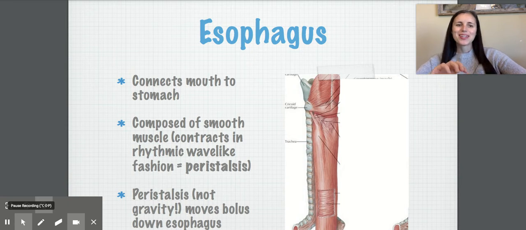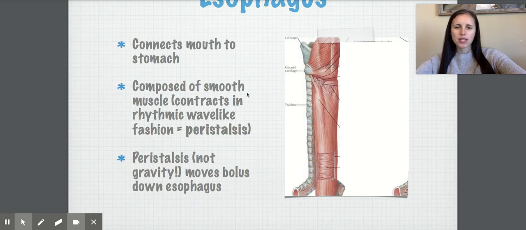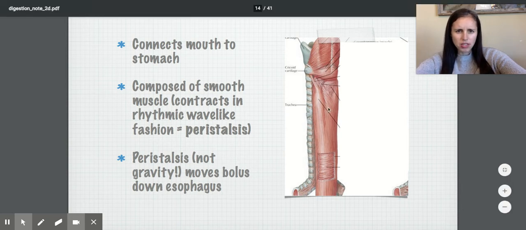Your mouth and your epiglottis are leading into your esophagus. So your esophagus connects your mouth and your stomach. Your esophagus is composed of smooth muscle. So you can kind of see the muscle, the esophagus down here. It looks like it's muscle. And then that air tube I was talking about, that trachea, is at the back here. We're going to talk about that next lesson.